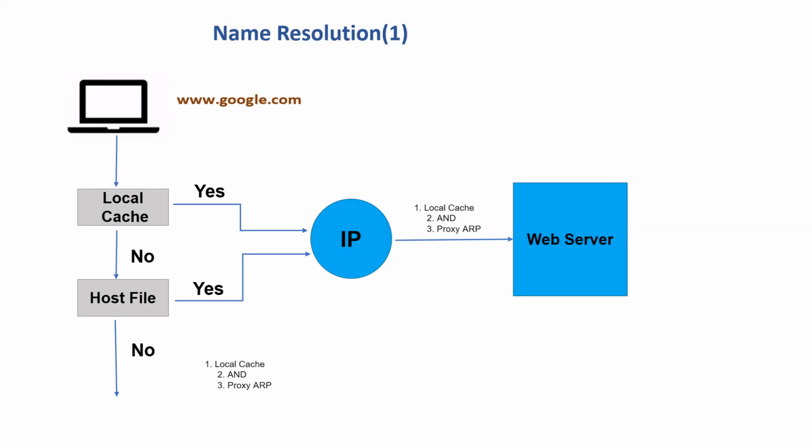It will check there and get the IP address, and after that, again, for connecting to the DNS, we need to know the MAC address. For that, it will check the local cache and proxy ARP, as I explained earlier. It will be the same procedure. After getting the MAC address, it will connect to the DNS, and further I'll explain here.